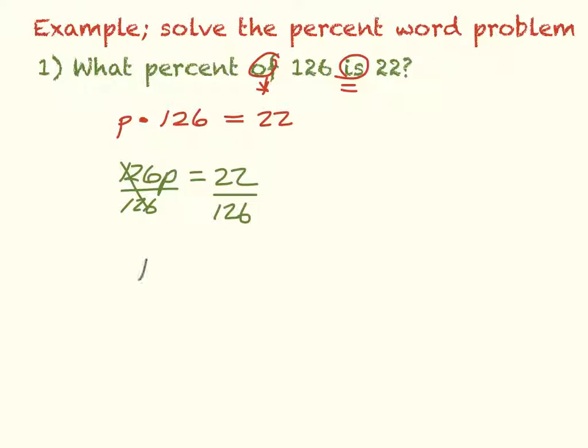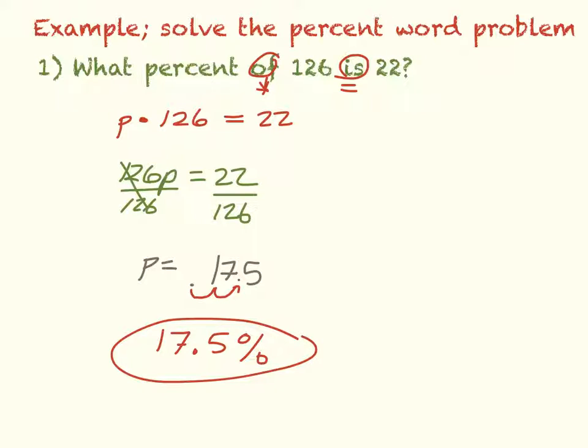And then P equals 0.175 if we round it. But that's not a percentage, that's a decimal. So I'm going to move my decimal 2 spots, and then I'm going to put my decimal there, so it's going to be 17.5%. And that would be your final answer.